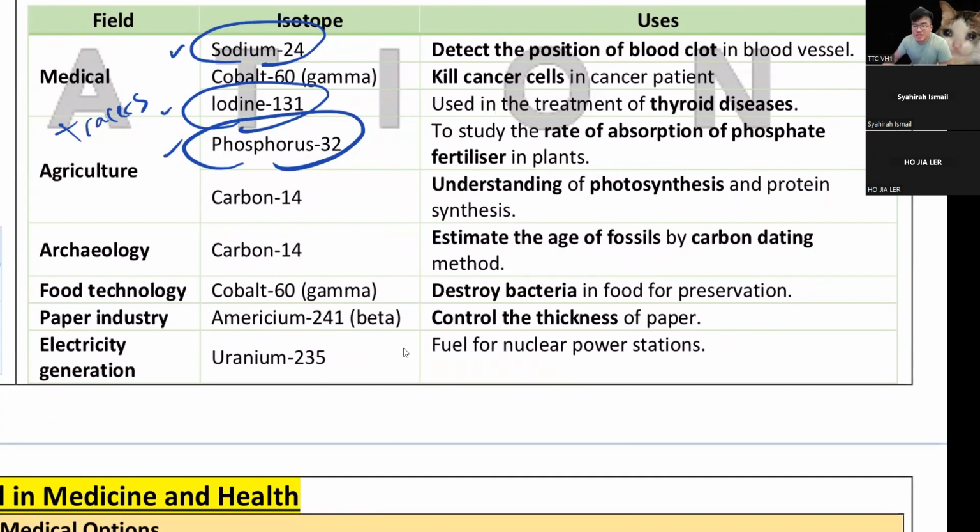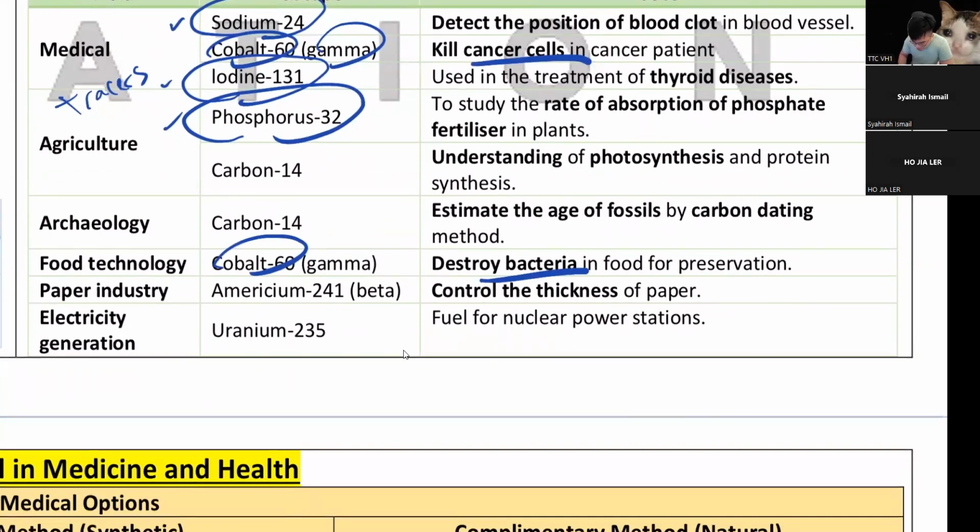All right, and then the next one is the killer, cobalt 60. This cobalt 60 will make gamma ray. So we use it to kill cancer cells and to destroy bacteria. It's a killer. And then we have carbon 14. This is for carbon dating, to see how old a fossil is.